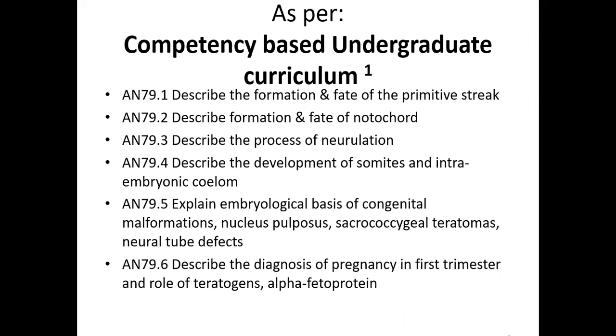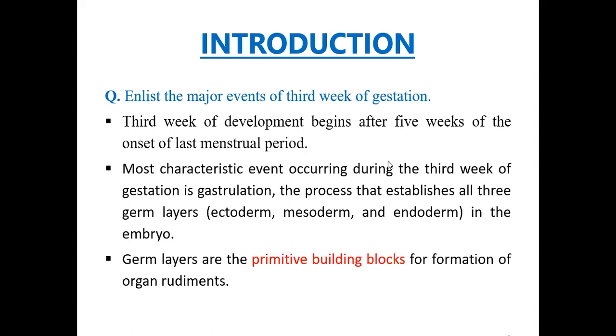You should be able to explain the embryological basis of congenital malformations, nucleus pulposus, sacrococcygeal teratomas, and the neural tube defects. And you should be able to describe the diagnosis of pregnancy in first trimester and role of teratogens and alpha fetoproteins. So for our ease, I've divided it in 3 major parts. So firstly, we'll be studying the formation of the 3 germ layers.